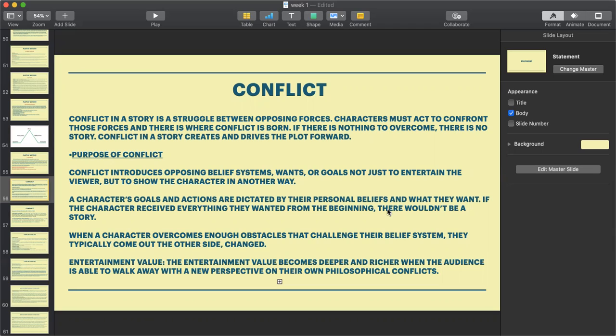Okay, all these things. So conflict in a story is a struggle between opposing forces. Okay, there is a good force, there is a bad force, or there is something for you, there is something against you, and of course you are struggling. That is basically a conflict. Characters must act to confront these forces, and there is where a conflict is born.